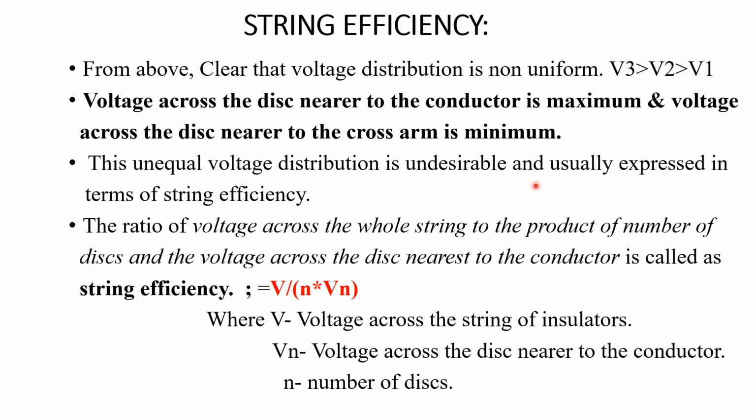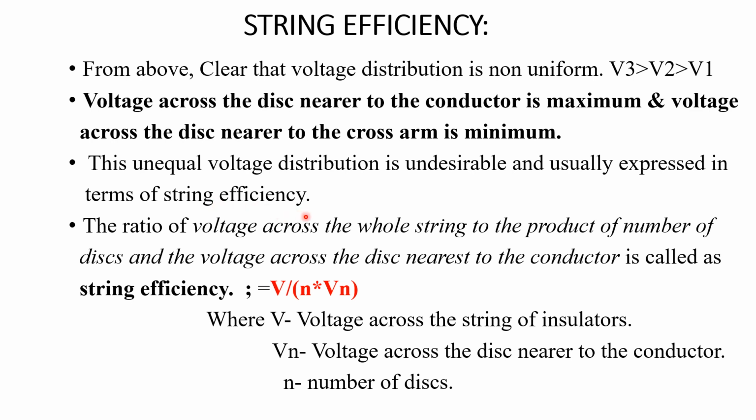So V3 is greater than V2, which is greater than V1. That means the voltage across the disk nearer to the conductor will be maximum, and the voltage across the disk nearer to the cross-arm will be minimum. When we move from the cross-arm to the conductor, the disk nearer to the conductor possesses maximum voltage.